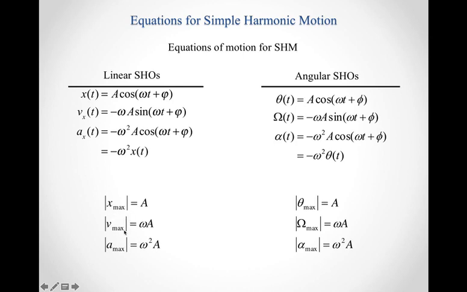The maximum speed at which it's going to travel is omega times A. And again, that's true for both linear and angular simple harmonic oscillators. It's just my A is different. Here it's a maximum value of x, here it's a maximum value of theta. My maximum acceleration, again, in its magnitude is going to be omega squared times A. And so if I have a linear simple harmonic oscillator, this is omega squared times x max. If I have an angular simple harmonic oscillator, this is omega squared times theta max. So these are what are known as the equations of motion for simple harmonic motion.